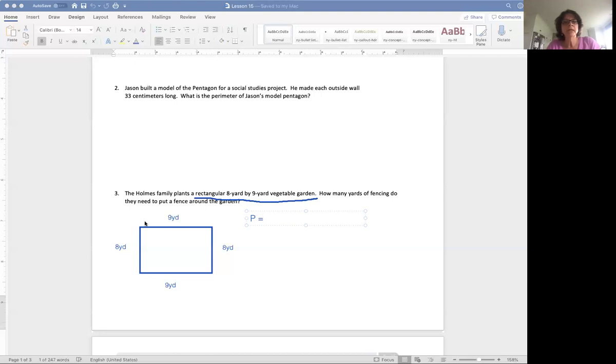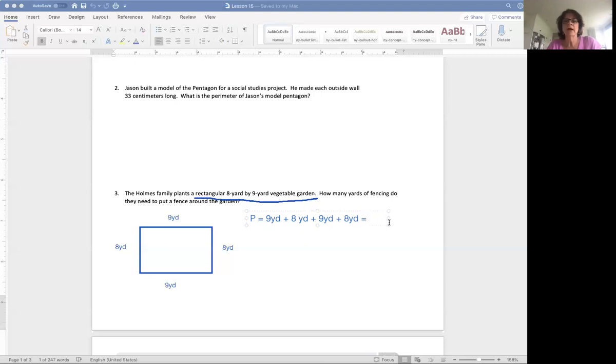The first number sentence I'm going to write is, remember, perimeter is the distance around a shape. So I'm just going to add up all of these distances for the 4 sides. So the perimeter of that shape would be P equals 9 yards plus 8 yards plus 9 yards plus 8 yards. And then we would add that up and we would get our total.